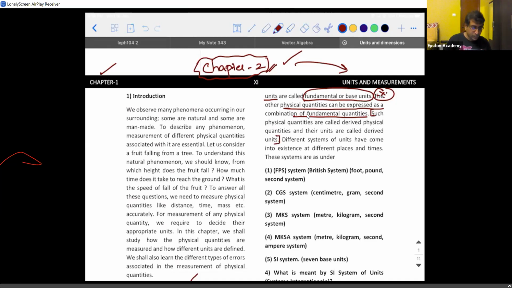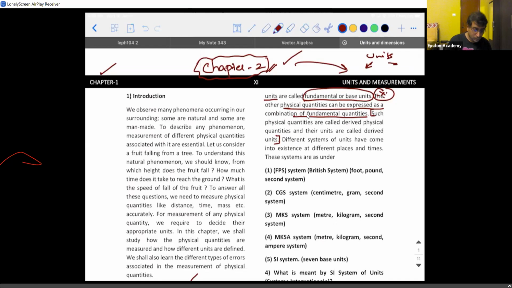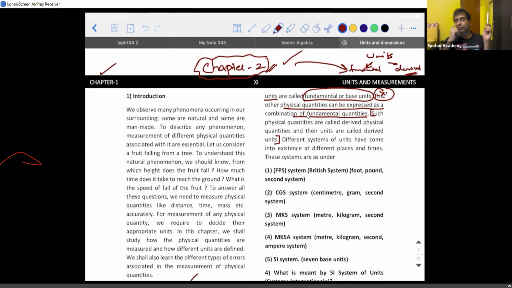So basically, when you talk about units, units are basically classified into how many types? Fundamental and derived. So these are the two things you need to have in your mind. If I have to speak from an exam point of view, if they give you a physical quantity, you should be in a position to say whether it is a derived physical quantity or a fundamental physical quantity. So don't worry, things are going to be simple, right?